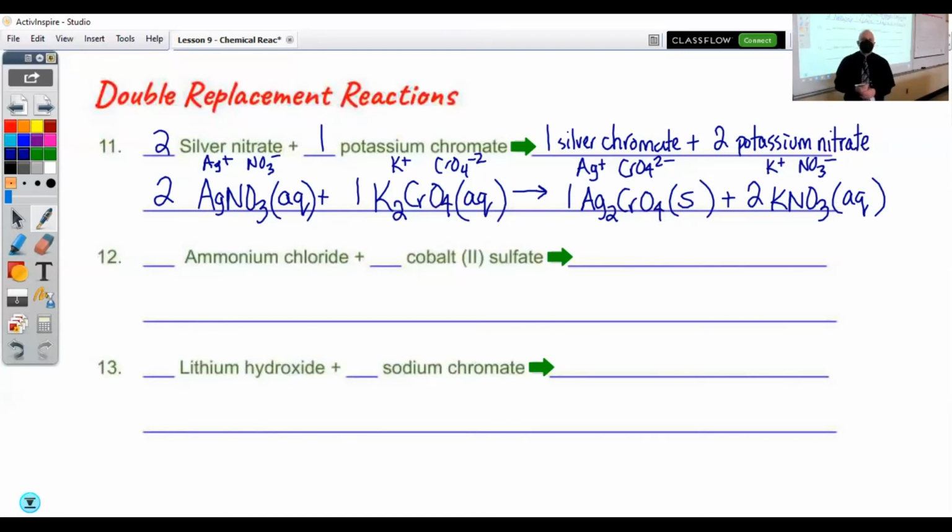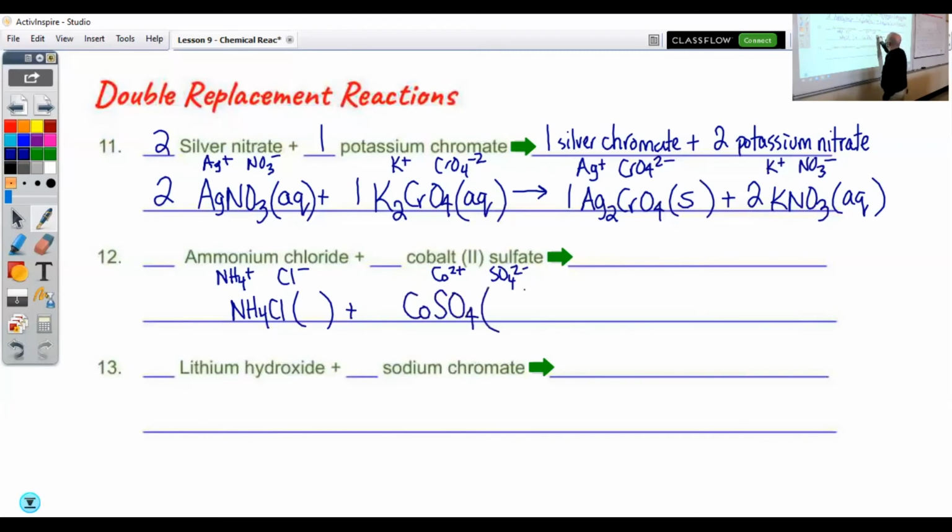Let's have a look at number 12. Number 12, we have ammonium chloride combining with cobalt 2 sulfate. So ammonium is NH4 plus, chloride is 1 minus. These combine to make NH4Cl plus cobalt 2 sulfate, cobalt 2 plus, sulfate 2 minus. So we get CoSO4.